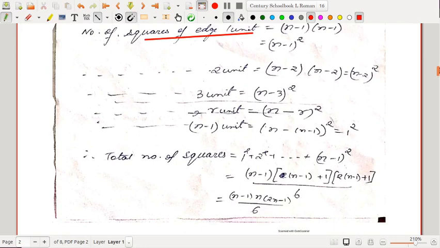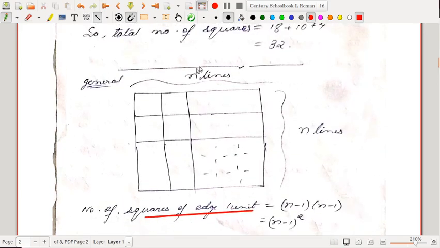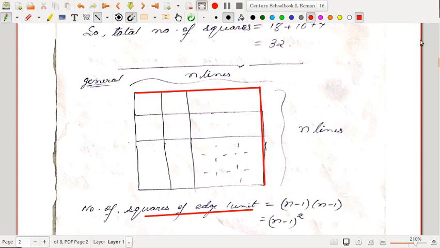Similarly, the number of squares of edge 2 units is n minus 2 whole square. The number of squares of edge 3 units is n minus 3 whole square. The number of squares of edge r units is n minus r whole square. Like that, the number of squares of edge n minus 1 units will be 1 square. So there is only one square of the largest possible edge. There are n vertical lines here, so the largest possible length of the square is n minus 1.